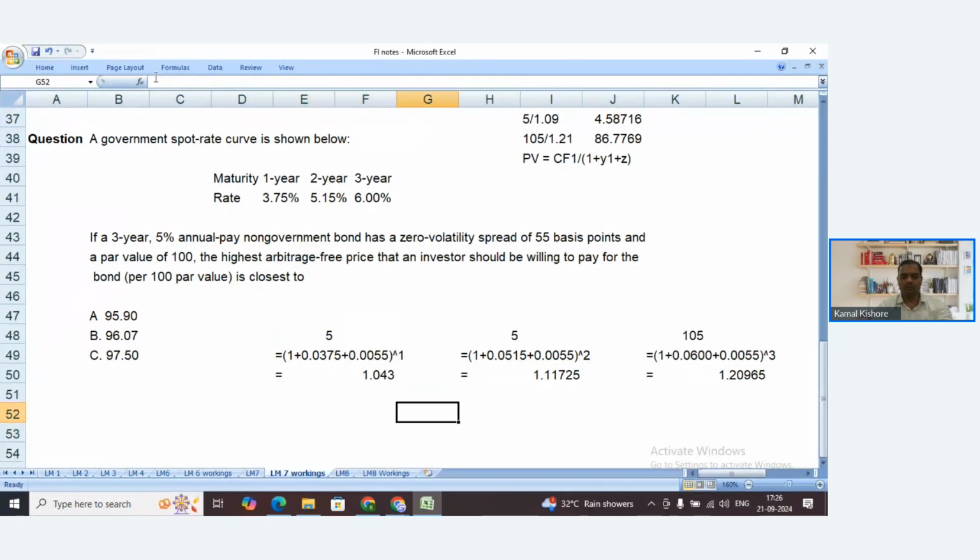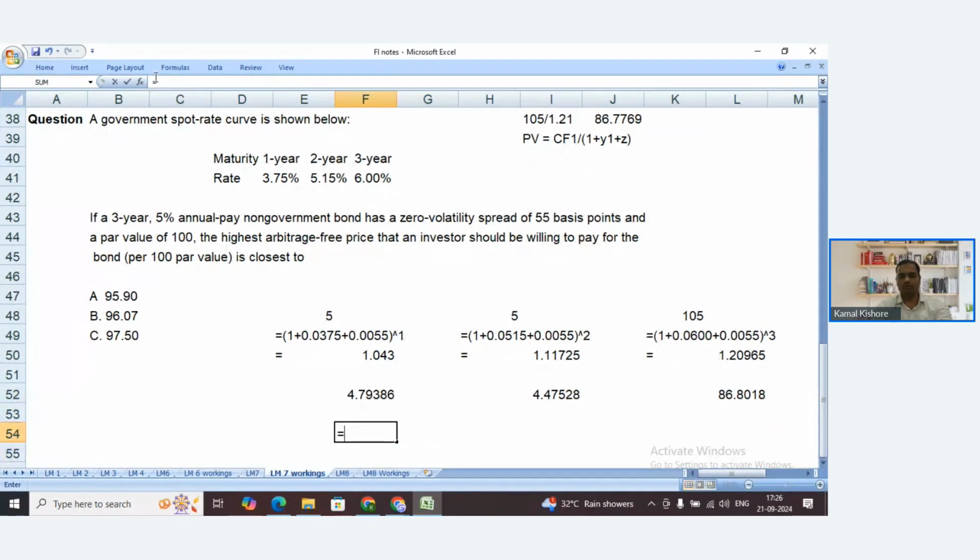5 divided by 1.043, right? So it is equal to this plus this, which gives 96.07. This is your calculation of a price using Z spread.